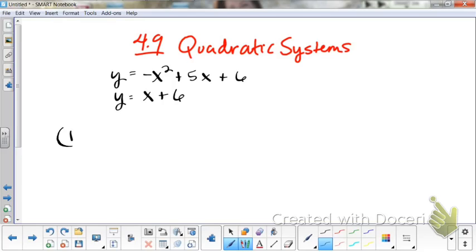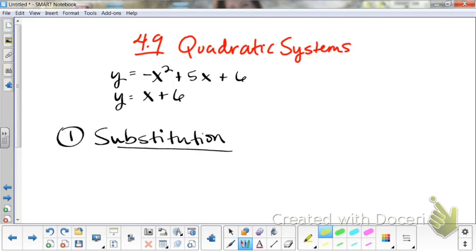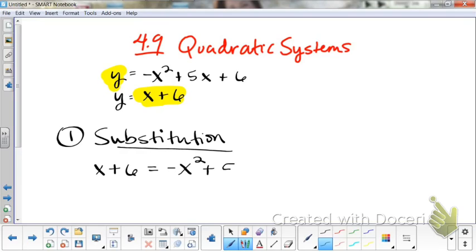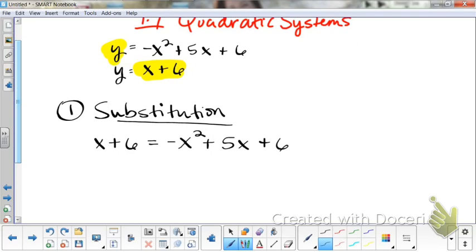So the first method we're going to use is substitution. So we're doing this algebraically. If I know that y equals x plus 6, then I'm just going to come up here and plug that in for y, and then use my algebra to solve a simple quadratic. So this becomes x plus 6 equals negative x squared plus 5x plus 6. From there, I just combine like terms and solve.